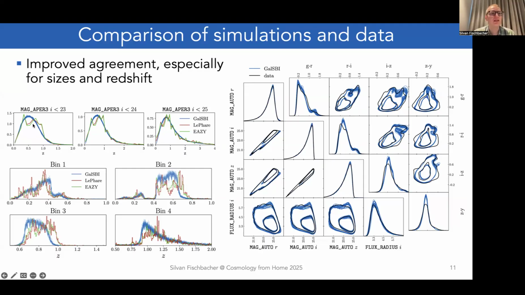But still, you see that since in this version of the model we have not included our clustered positions, we don't have any cosmic variance effect, and therefore the redshift distribution is smoother than the ones by LePhare and EAZY, although the mean redshifts agree quite well. And we also tried a first very simplified version of a tomographic bin assignment, which also shows quite promising results.